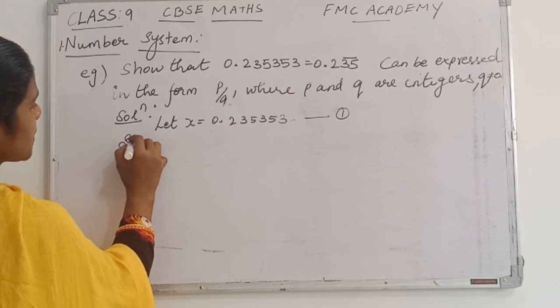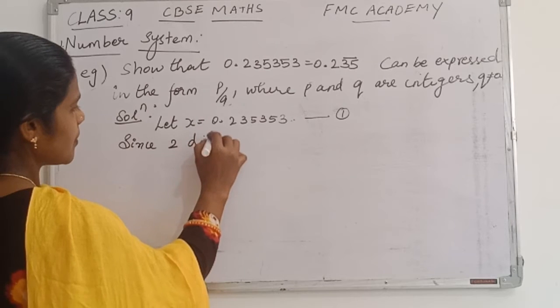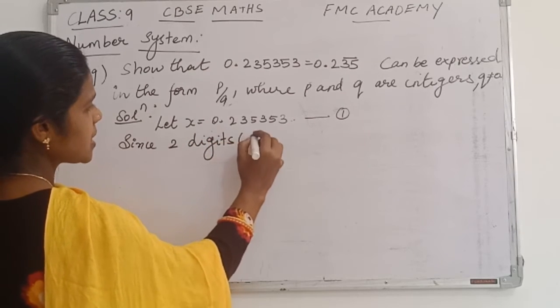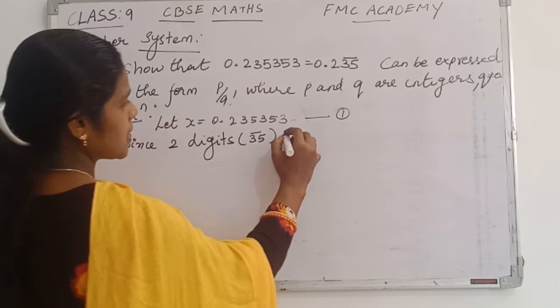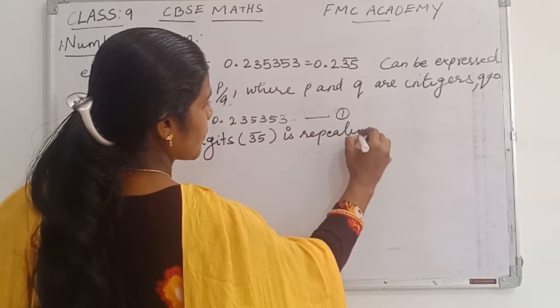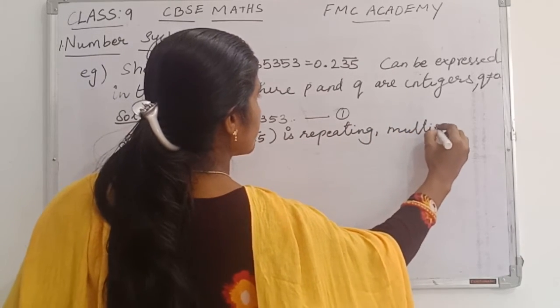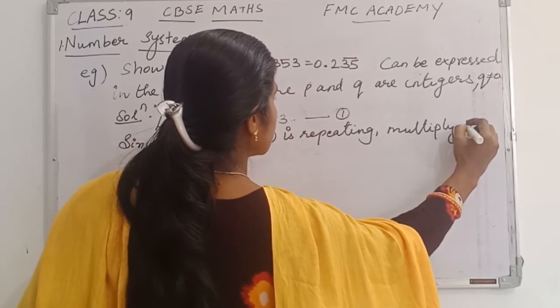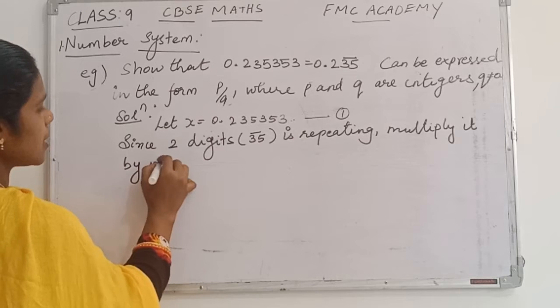Since 2 digits are repeating, that is 35 is repeating, multiply it by 100 on both the sides.